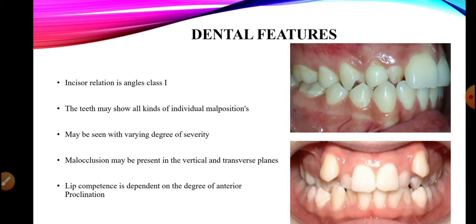Or there can be vertical or transverse plane malocclusions. For example, as I have mentioned earlier, there can be open bites, deep bites or cross bites that can be seen in case of class 1 malocclusion. Lip competency in case of class 1 malocclusion is dependent upon the proclination of the anterior incisors. Particularly in case of bimaxillary proclination, we'll be seeing lip incompetency.